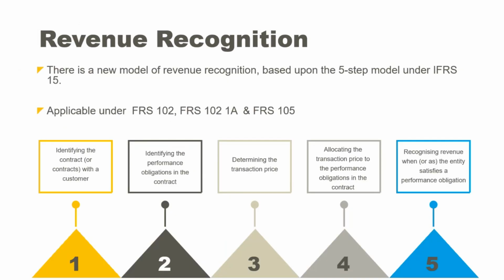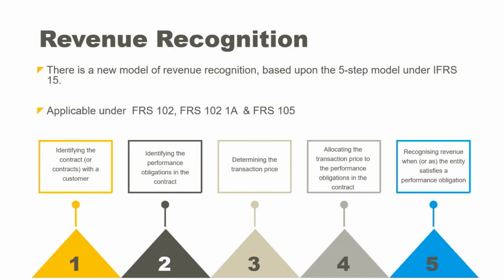Thanks, Namita. So moving on to the next headline change of revenue recognition. This is applicable to entities reporting under FRS 102, small entities reporting under FRS 102 1A, and for micro entities reporting under FRS 105. And this change to revenue recognition is based upon principles under IFRS 15.